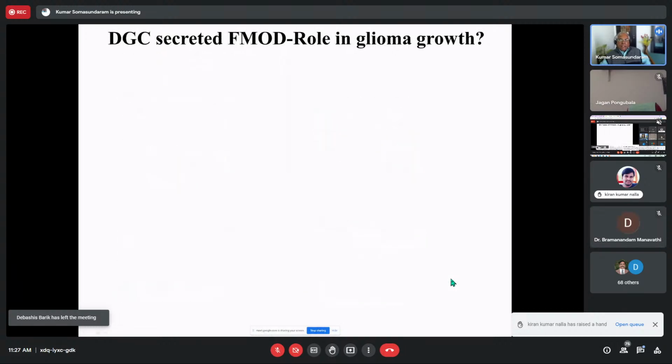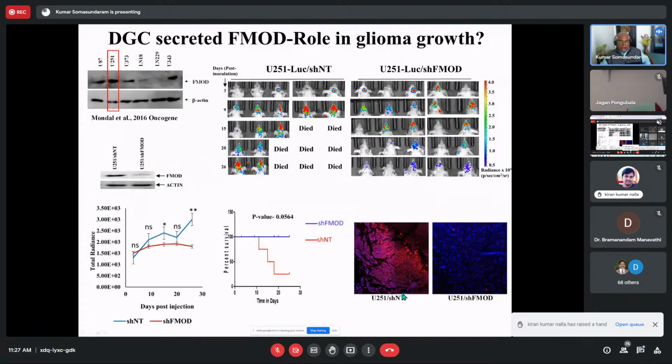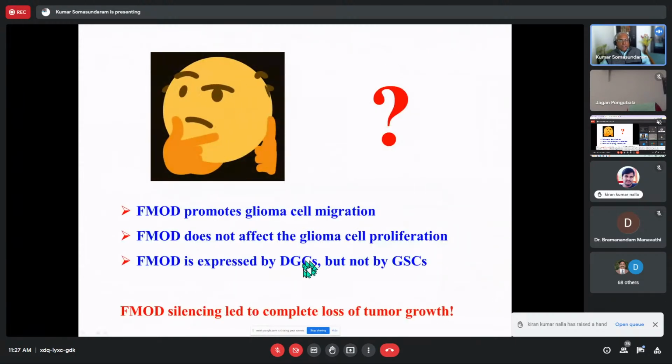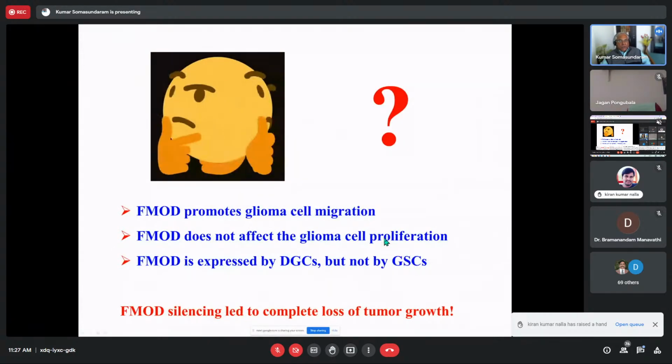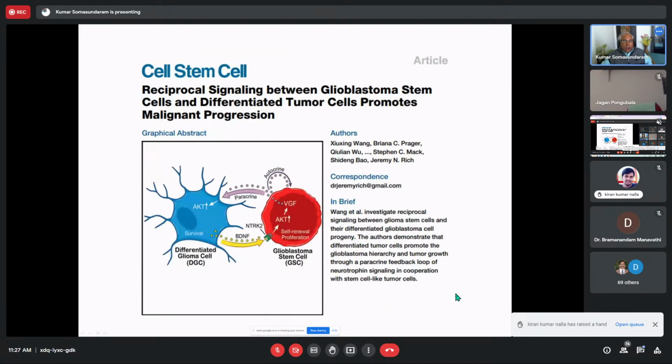So basically, just to quickly summarize this slide. When we silenced this protein, we found that silencing leads to the complete loss of tumor growth. That was a surprise for us, because here is a protein which is secreted by differentiated cells, not by the stem cells, which does not affect proliferation. It only promotes cell migration. Why would silencing a protein secreted only by differentiated cells lead to the complete loss of tumor? So how do we answer that?